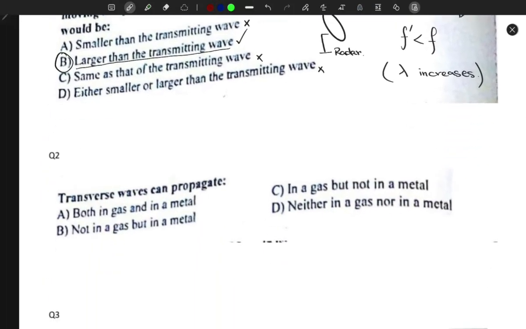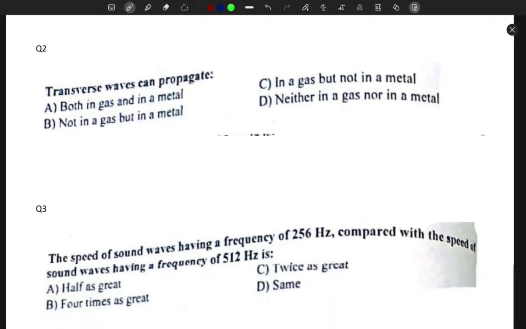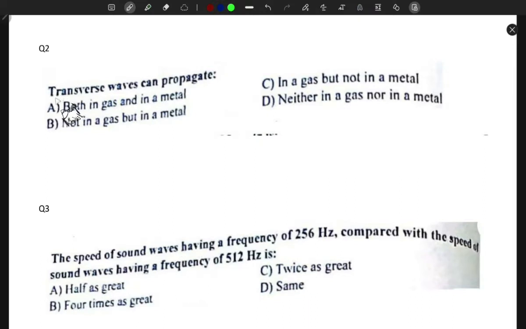Moving on to question number 2, it says that transverse waves can propagate both in gas and in a metal, not in a gas but in a metal, in a gas but not in a metal, or neither in a gas nor in a metal.